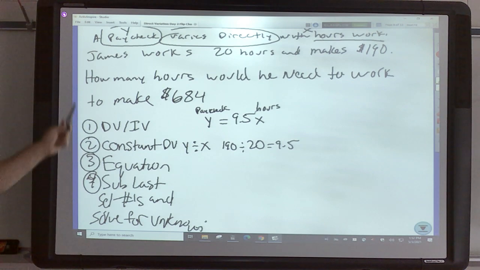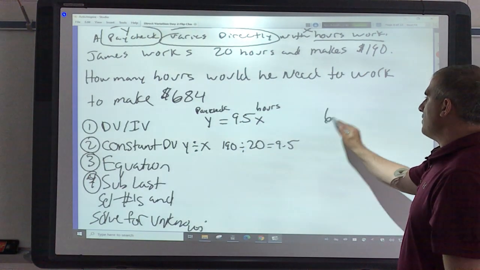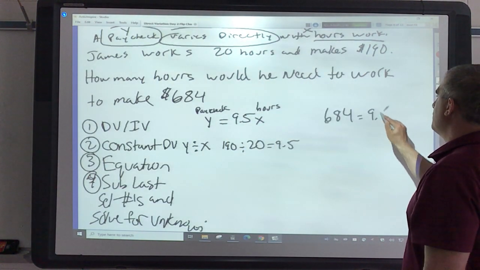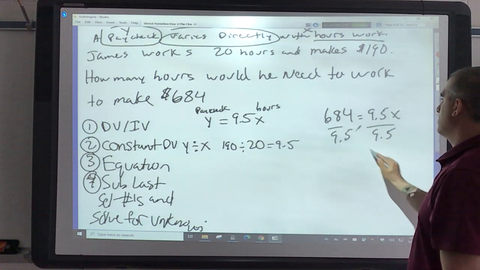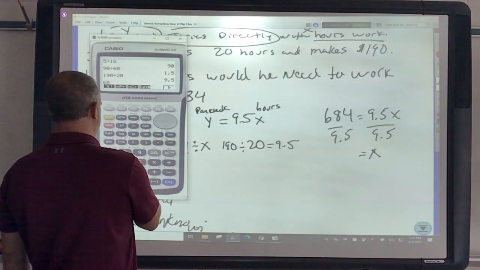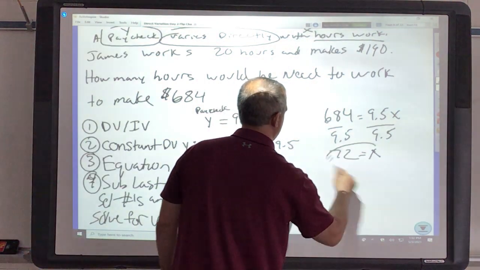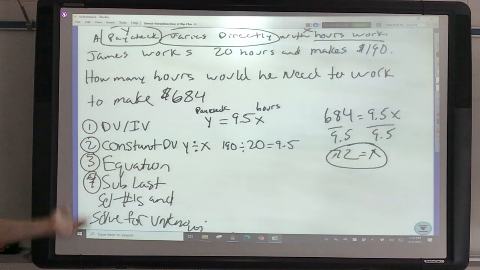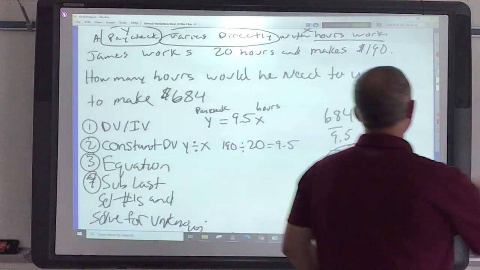Let's read the last line. It says how many hours would need to be worked to make $684? So which one of those things did they give you? Well, they gave you the paycheck amount. Well, this is the only unknown. How would I solve for that? Just divide by 9.5. Okay, so the hours worked, 684 divided by 9.5 is 72. So maybe you want to find the constant of proportionality first, and that helps you come up with the equation. Maybe not write that out like I did. Maybe it's a little bit easier, okay?